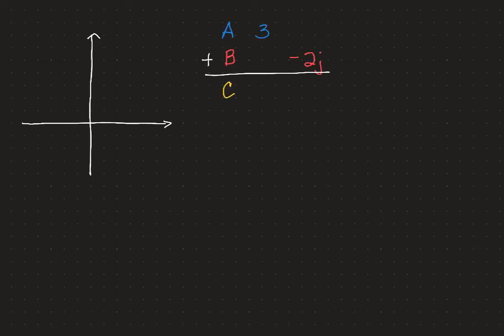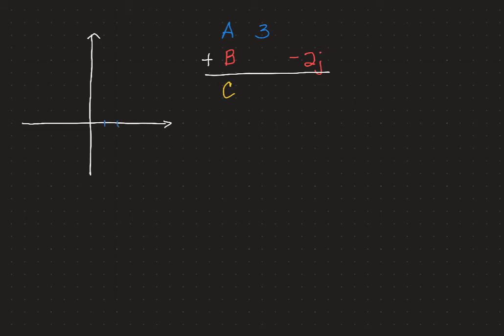So let's say we want to add the complex number 3 to the complex number negative 2j. Remember, the other parts of each of those just has a value of 0. So we could say 3 plus 0j, and we could say 0 minus 2j. Those are complex numbers. Let's graph them.